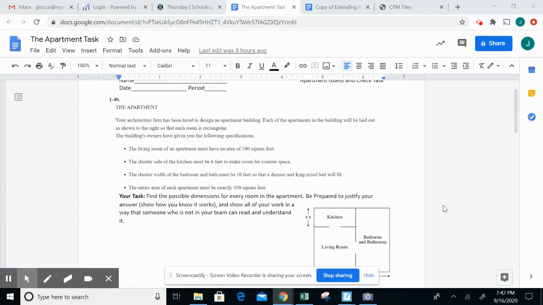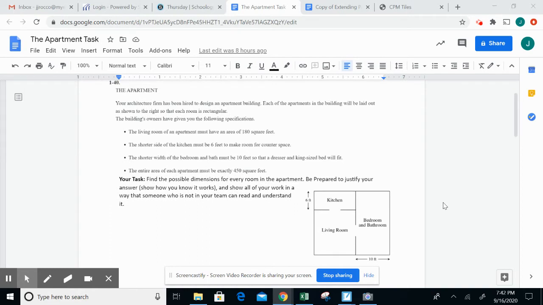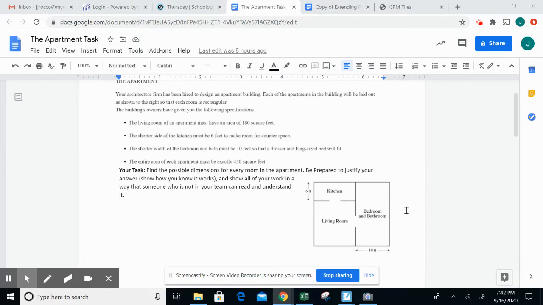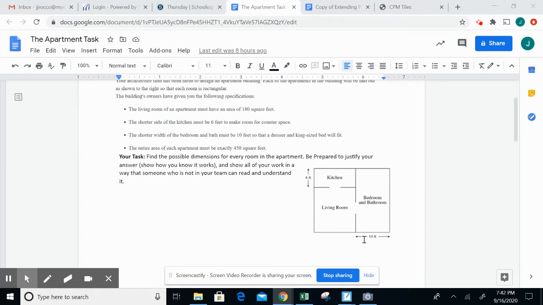And this is what I mean. The biggest thing you can do is start with what you know, and then what can you do with that information? Anything you can do with that information. Okay, so if you look at what we know, two of the things are the 6-foot and the 10-foot dimensions for the kitchen being 6 feet wide and the bedroom bathroom being 10 feet wide. All right, so that's two things we already know. It's already labeled on there on the diagram. I made another diagram just to show you.